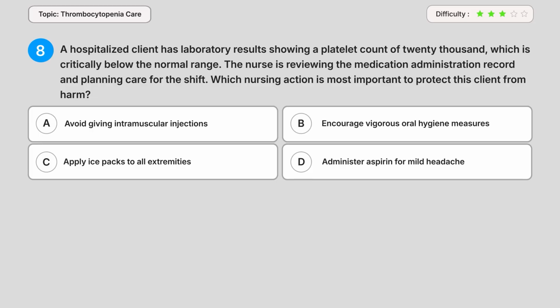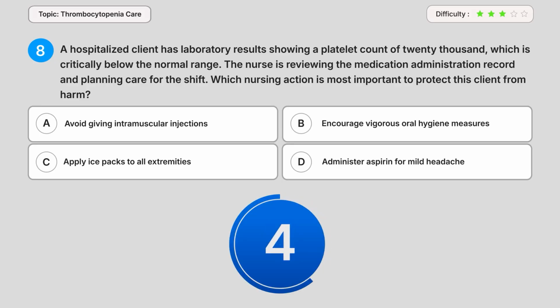A. Avoid giving intramuscular injections. B. Encourage vigorous oral hygiene measures. C. Apply ice packs to all extremities. D. Administer aspirin for mild headache. What do you think is the answer?